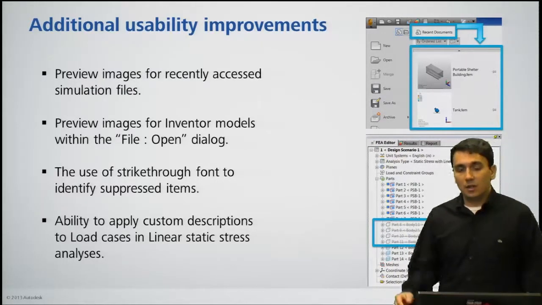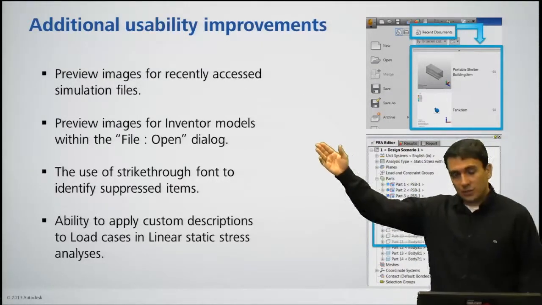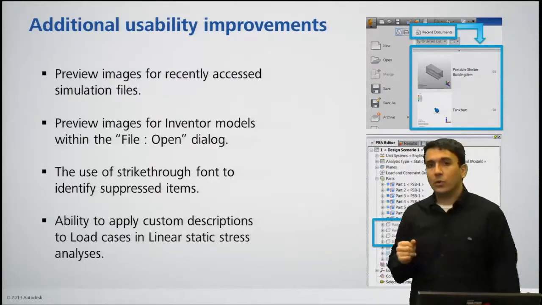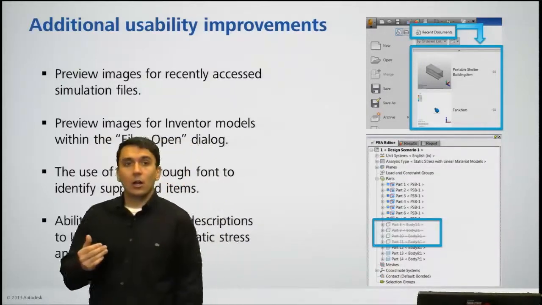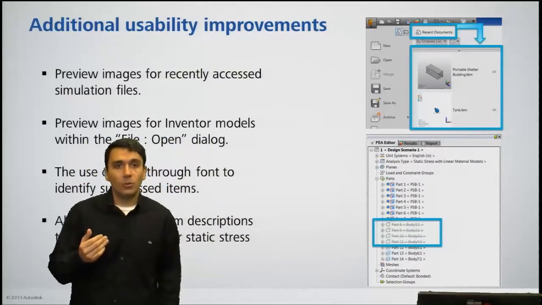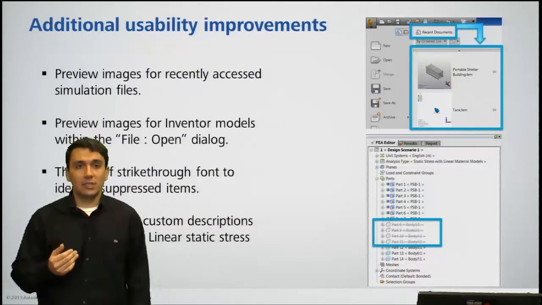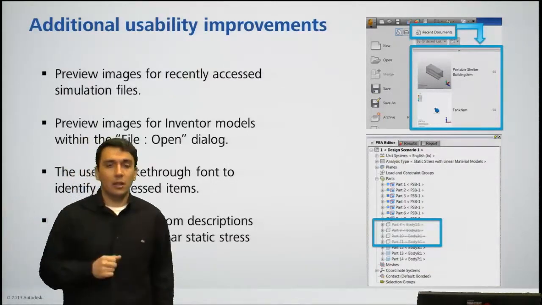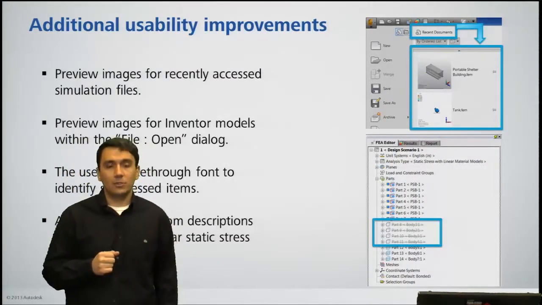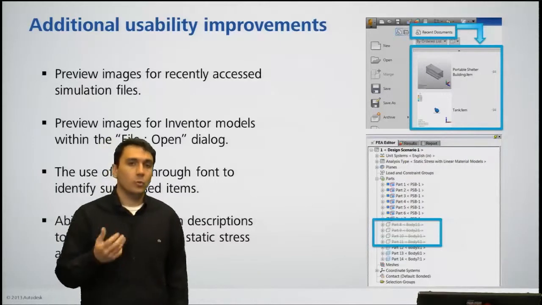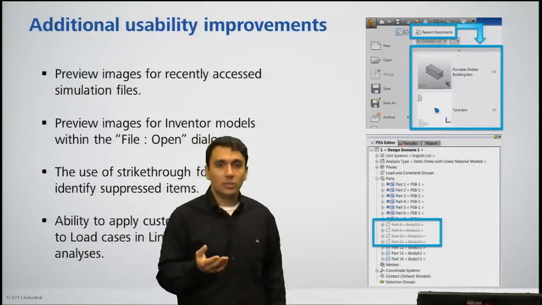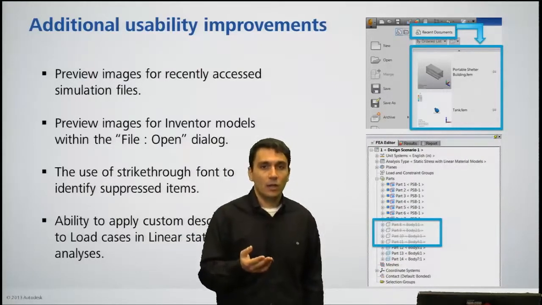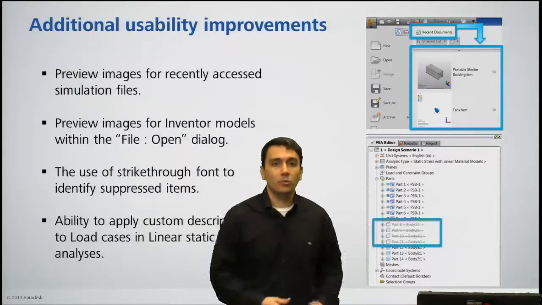Another one is the preview of Inventor files in the File Open dialog. So when you go to the File Open dialog and change your CAD Open type to Inventor Parts or Assemblies, you will see a little preview of the Inventor geometry prior to opening it. This will once again allow you to access that geometry much easier and more efficiently without making the mistake of opening the wrong file.